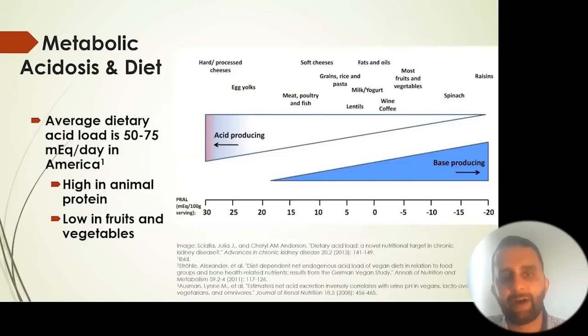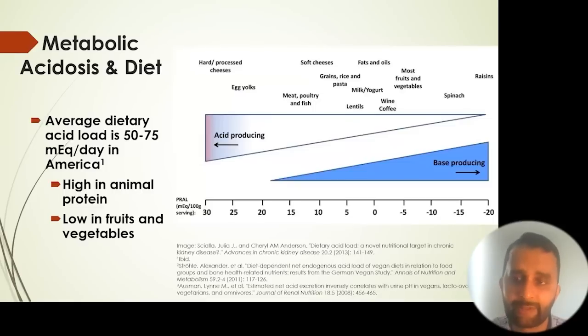As diets include more animal-based foods, they tend to be more acid producing, and you can see this on the graph here. Hard processed cheeses are at one end, then egg yolks follow, then you have meat, poultry, fish. Soft cheeses are in the neutral area, along with grains, rice, pasta, lentils, milk, yogurt, wine, coffee, fats, and oils. And then you start moving into foods that are less neutral and more basic. These include your fruits and vegetables, spinach, and then ultimately raisins.